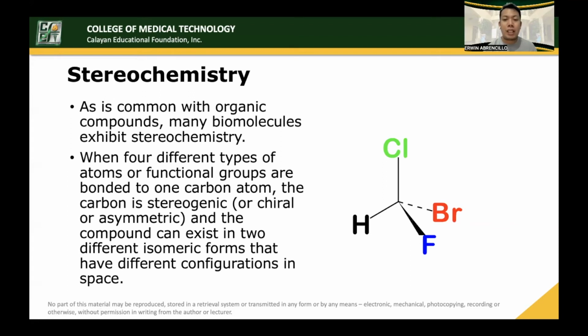So as long as there are four different atoms, or it could also be four different functional groups, no? As long as they are different from each other, we can say that the carbon here at the center is stereogenic, and the compound can exist in two different isomeric forms that have different configurations in space. So in the different samples that you will encounter in biomolecules, you can actually identify carbons that are considered to be chiral or not.